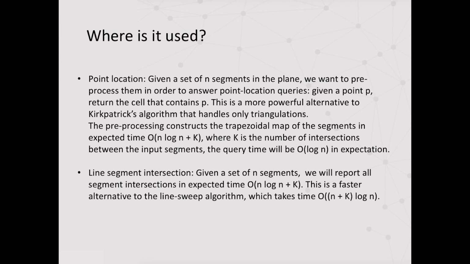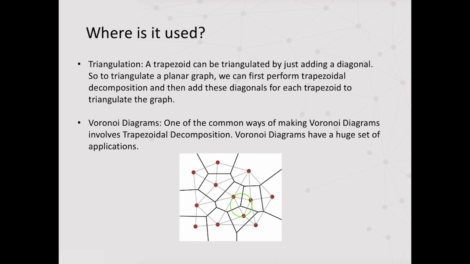So where can it be used exactly? The most important application of this algorithm is in the point location problem, which we will discuss in the next slide. Another is line segment intersection. Given n line segments, we can find all the segment intersections in expected time of order n log n plus k, which is faster than its alternative, the line sweep algorithm.